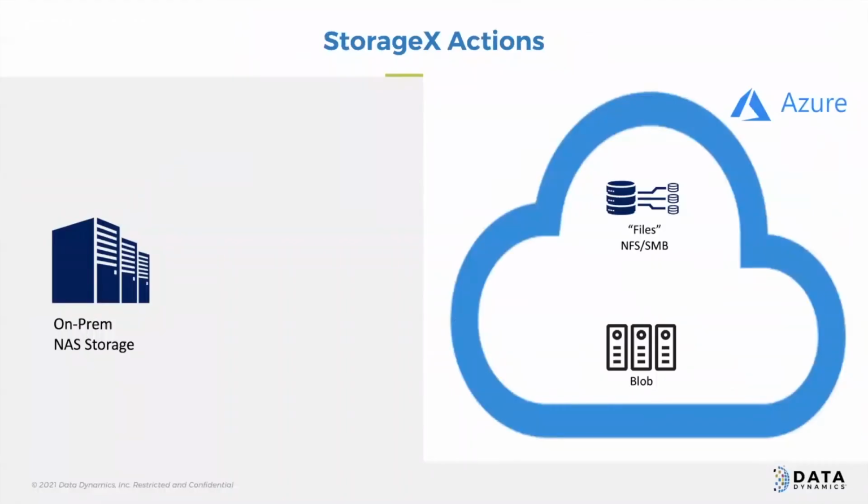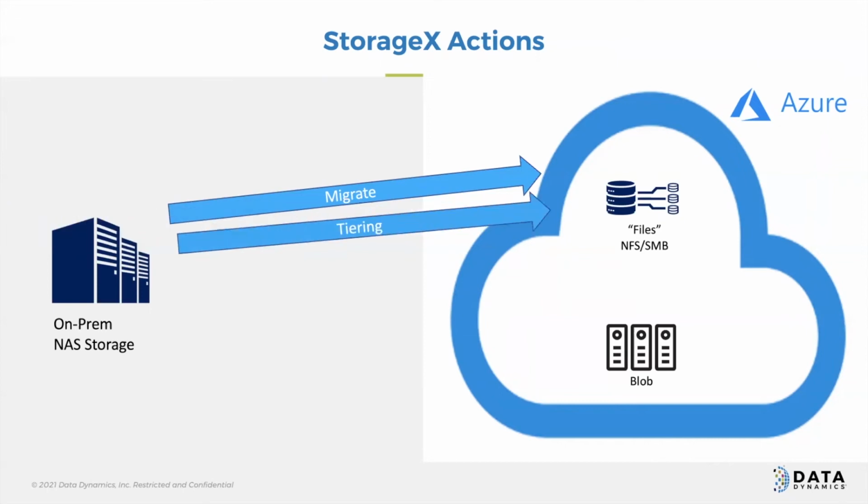Now, what can you do with some of the actions in StorageX in addition to archive? Well, the first one is migrate. If you know that you want to migrate data, you can just straight out migrate it. We're faster than anybody and scale better than anybody as far as moving files into Azure. Next, you can use tiering. So you can use analysis to figure out what shares you want to move and then move those shares into Azure and save money that way.